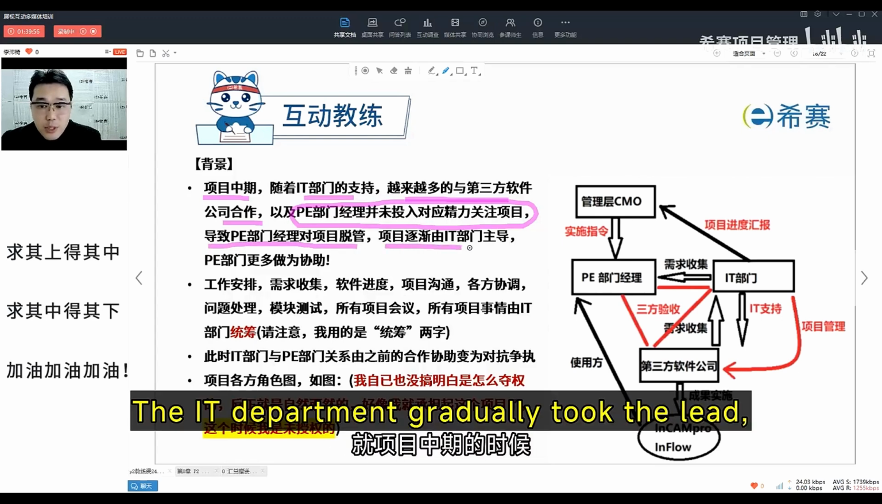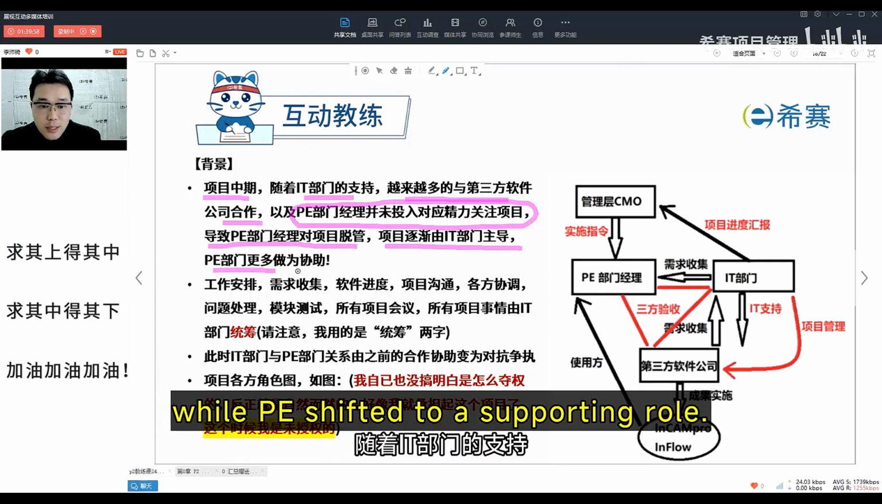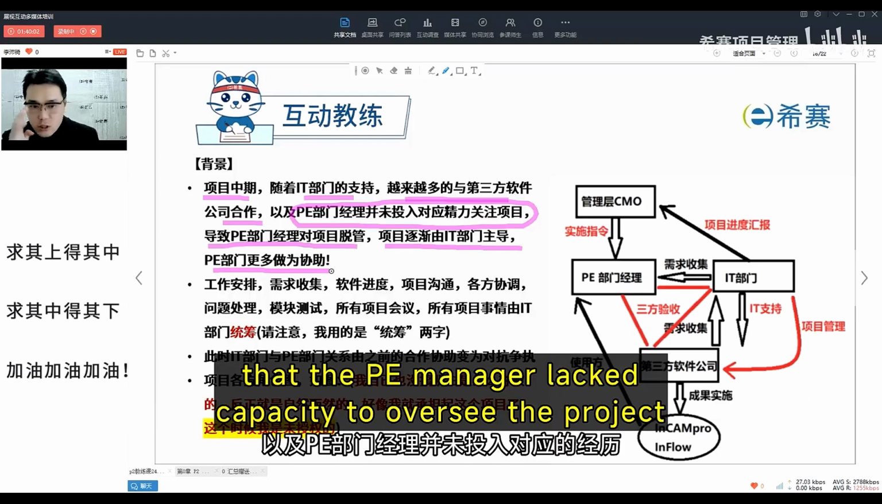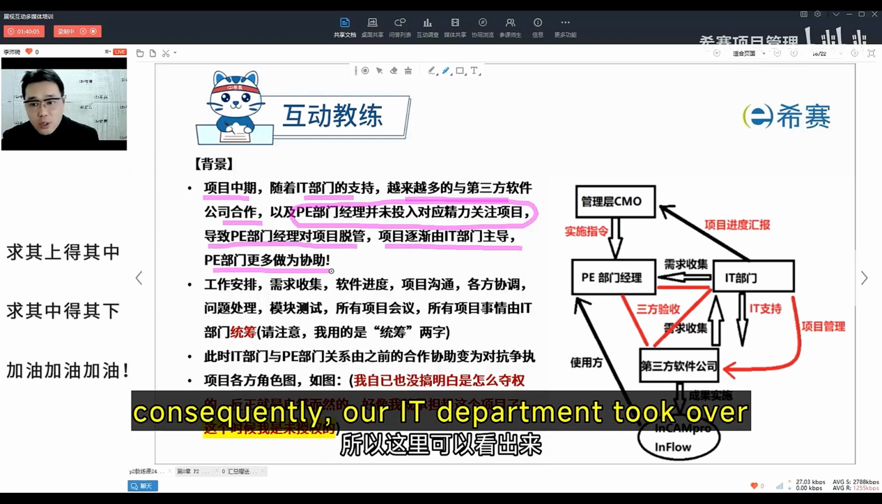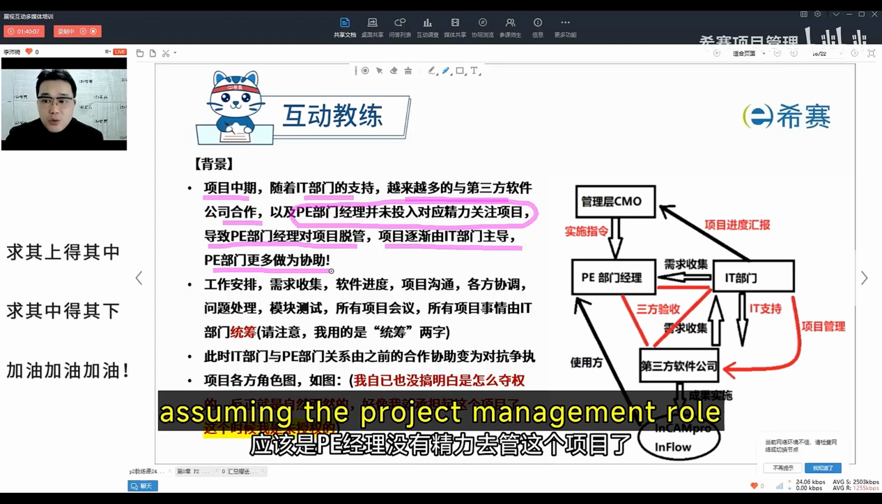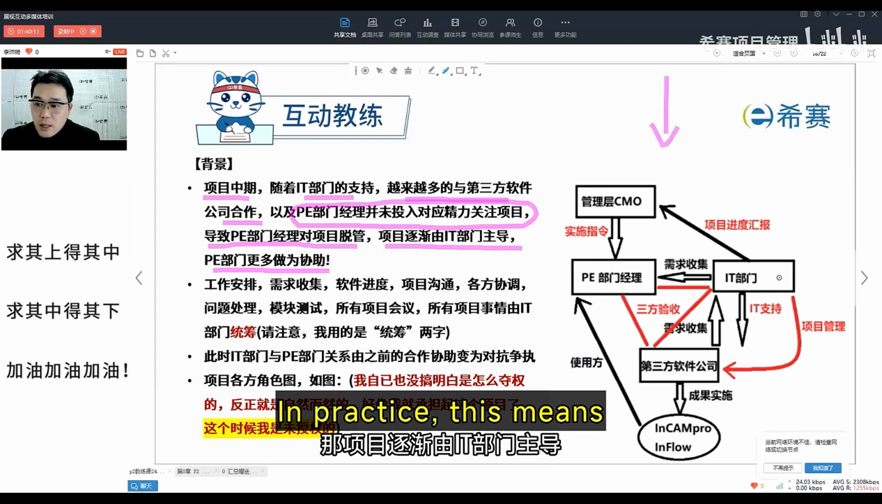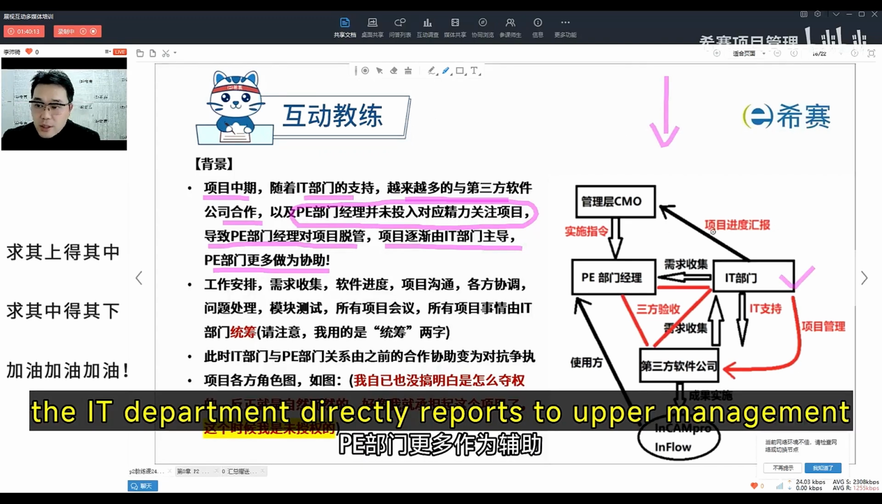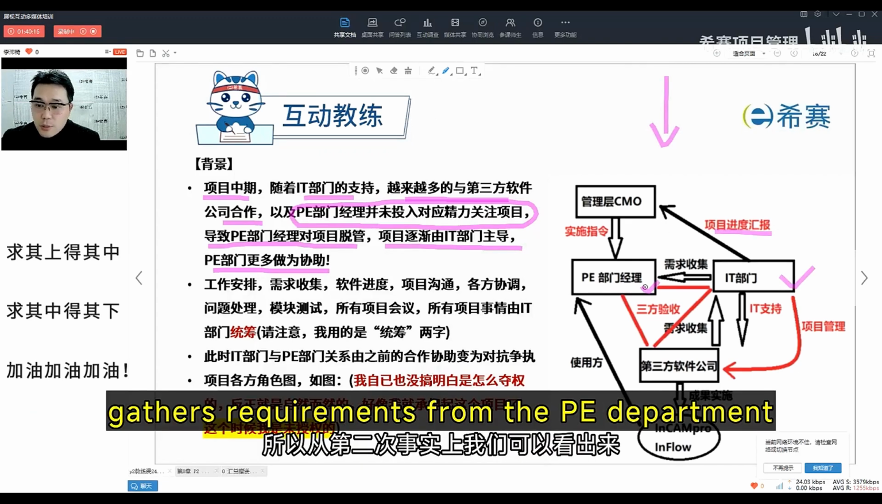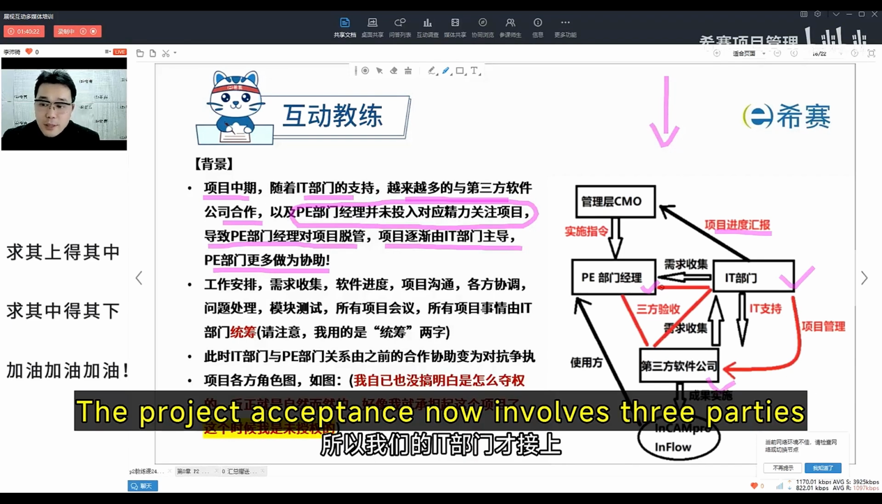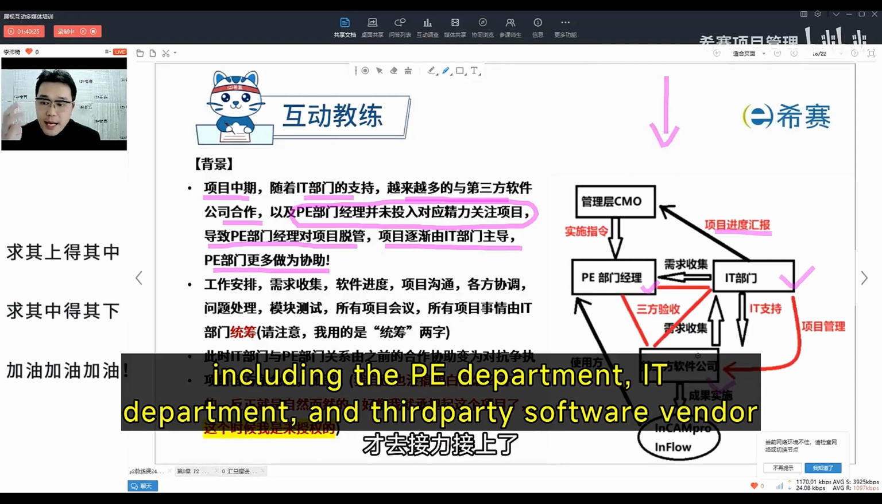The IT department gradually took the lead, while PE shifted to a supporting role. From this second scenario, we can clearly observe that the PE manager lacked capacity to oversee the project. Consequently, our IT department took over, assuming the project management role, resulting in this new organizational structure. In practice, this means the IT department directly reports to upper management, gathers requirements from the PE department, and oversees project management with the third-party software vendor. The project acceptance now involves 3 parties, including the PE department, IT department, and third-party software vendor.